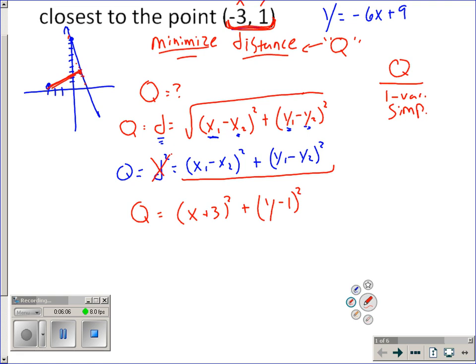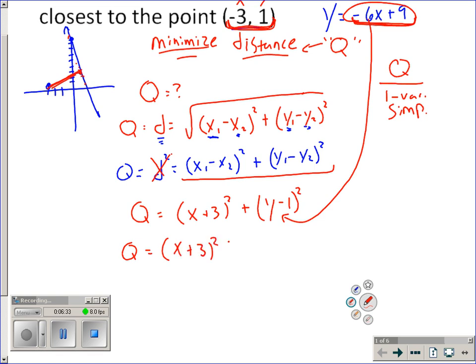Now the other issue is that we still have x and y. It's not one variable yet. So how can I substitute something in for that y? Well, how about y equals negative 6x plus 9? That was given at the very beginning of the problem. There's my y that I can plug in. So now if I plug that in, I get q equals x plus 3 squared plus, and now y is negative 6x plus 9, minus 1 squared. And there's my q equation.